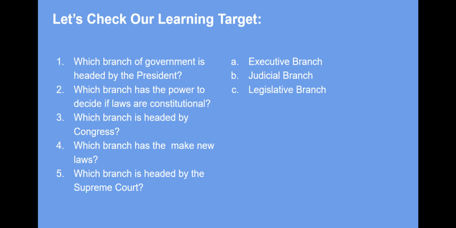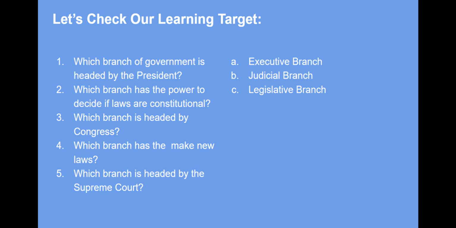Number 2, which branch has the power to decide if laws are constitutional? The correct answer is B, the judicial branch. Number 3, which branch is headed by Congress? The correct answer is C, the legislative branch.